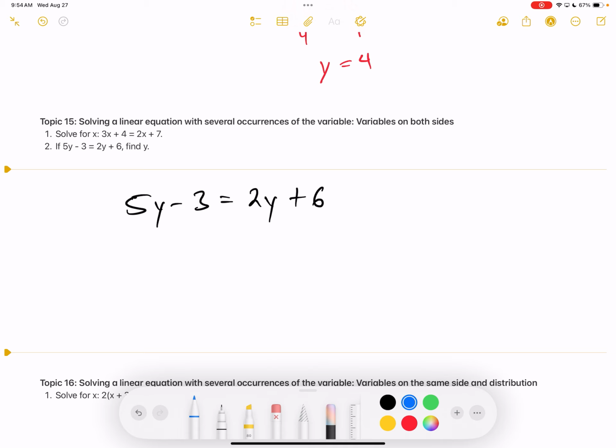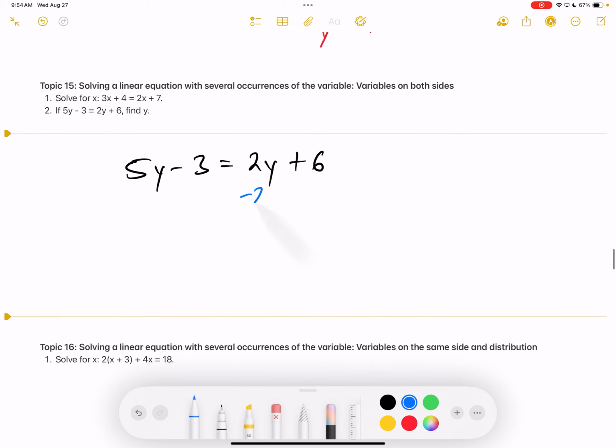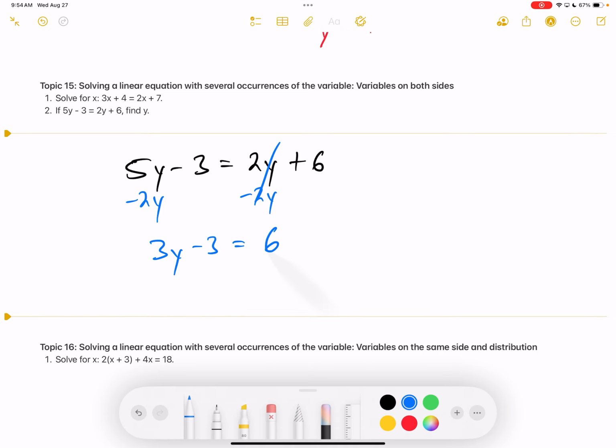All right, on this one, I can't do anything on the left side because this has a y and this one doesn't. I can't do anything on the right side because this one has a y and this one doesn't. You always check that. Can you simplify on the right? Can you simplify on the left? So I need to start moving stuff across the equal sign now. And the first thing you always want to do is get your y's together. So I subtract 2y from both sides. And I get 3y. Just bring the 3 down. These cancel out, and I got 6.